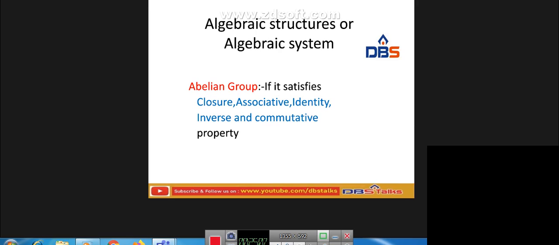Next, abelian group. What is meant by an abelian group? If it satisfies closure, associative, identity, inverse and commutative properties, then the given group is called an abelian group.